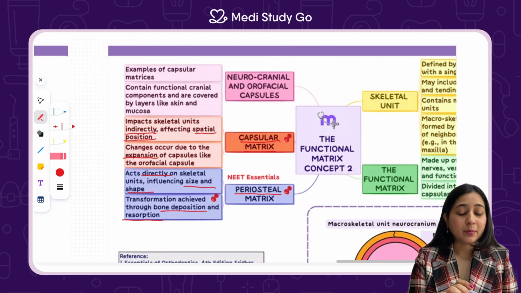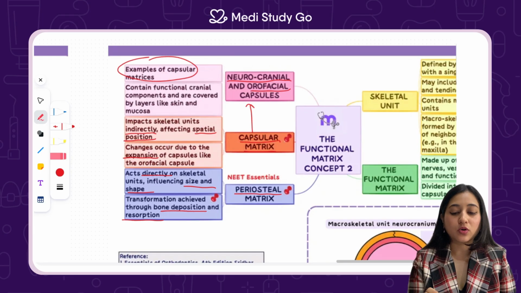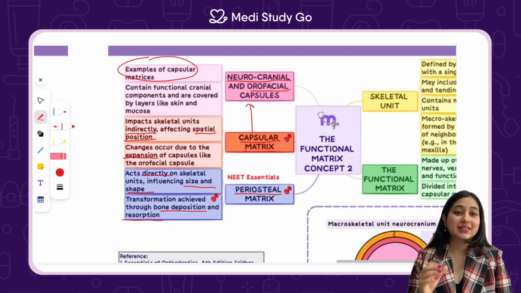Now let's see the examples of the capsular matrix. There are two examples, neurocranial and orofacial capsules. These are nothing but examples of the capsular matrix, which contain the functional cranial component and are covered by layers like skin and mucosa.